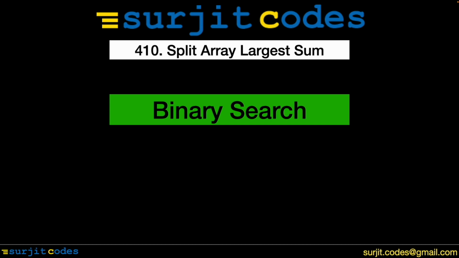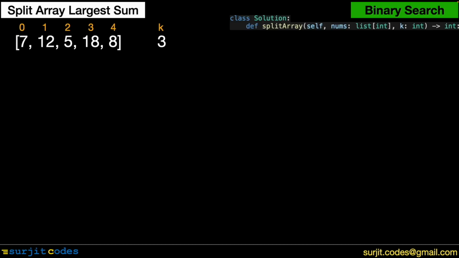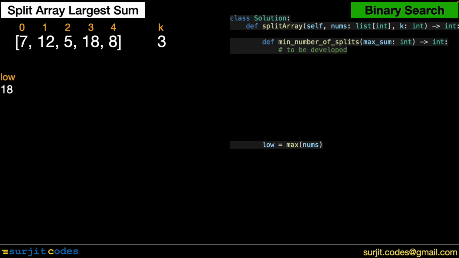time and space complexities. We are given an array named nums, and k is the number of subarrays in which we split the array such that every subarray has at least one element. We then find the value of the largest sum of the elements of these subarrays, and we need to find the minimum of all these largest sums.